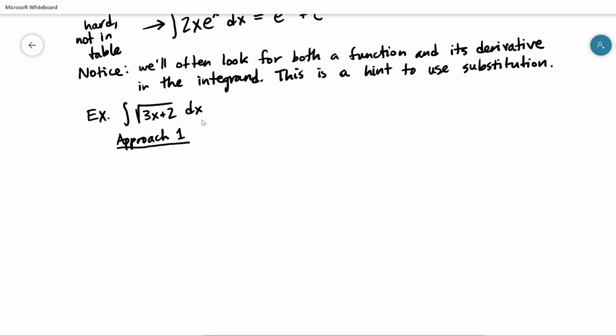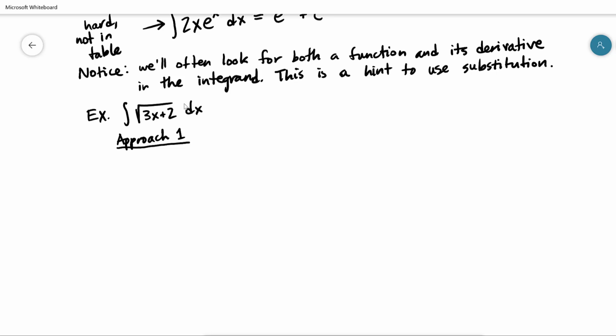I'm looking for a function and its derivative, and I don't see one here. If I look inside the square root, for example, there's a 3x plus 2, and what is the derivative of 3x plus 2? Well, that's a linear function. The derivative would just be a 3. I don't see a spare 3 sitting around here. But whenever it's just a constant like that, I can always just force that spare term in.